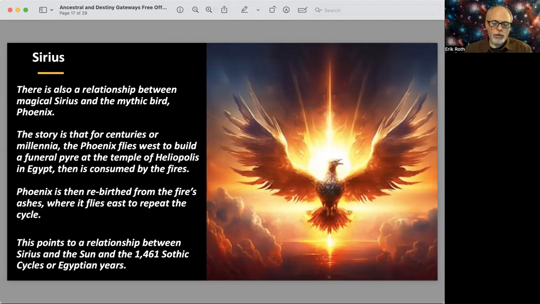Sirius has that cycle repeated, and this is connected to Sopdet, the goddess, and of course the goddess Isis is also associated with the star Sirius as well. And depending on the time period in history, you might have something else associated with it, but this is a more understood one.